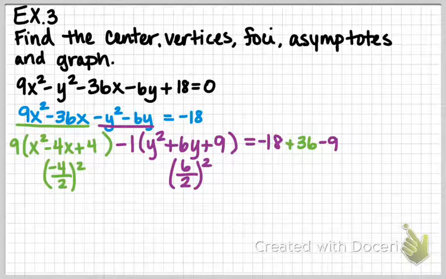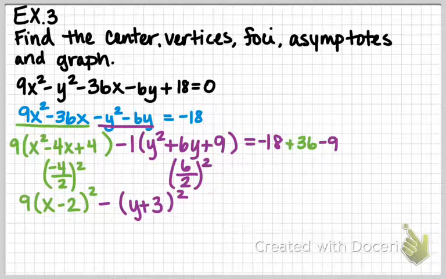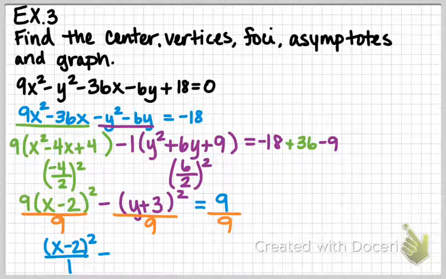So now I can write these perfect square trinomials as a perfect square. So this is going to be 9 times something all squared. This is going to be x minus 2 all squared. Minus something all squared. This will be y plus 3 all squared. On the right, when I add all these together, will equal 9. I need it to equal 1 on the right-hand side, so I divide everything by 9. So when I simplify, x minus 2 all squared over 1 minus y plus 3 all squared over 9 equals 1.